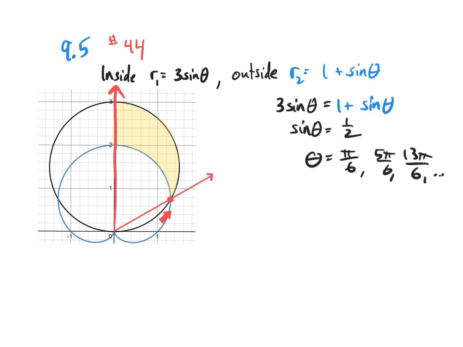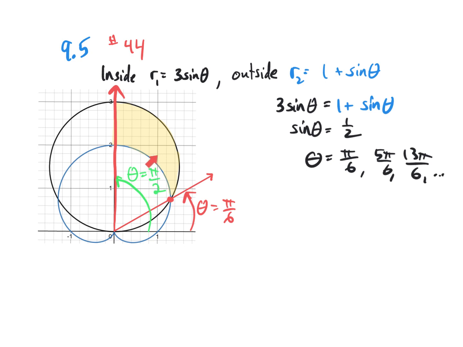We should check before we just assume that it is. When theta is pi over 6, the blue curve is 1 plus 1/2, which is 1.5. Yep. And when theta is pi over 2, R2 is equal to 1 plus 1, which is 2. Beautiful. So to find the yellow region, we know that our rotations go from pi over 6 to pi over 2.